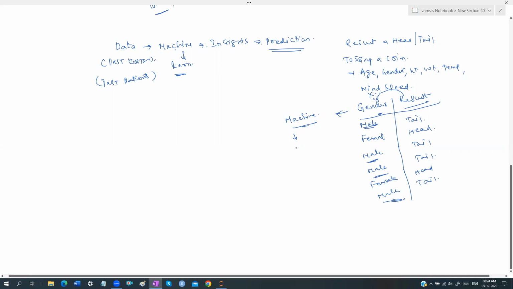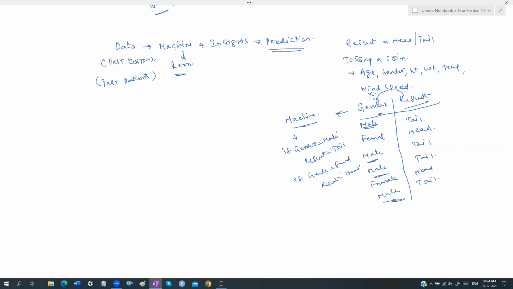But the machine will say, what is the insight you find? It will immediately identify that if gender is equal to male, then the result is going to be a tail. If the gender is female, the result is going to be a head. That means the machine really does not know that the gender and the result are not at all related. So whether they are related or not, that is what we have to work out, guys.